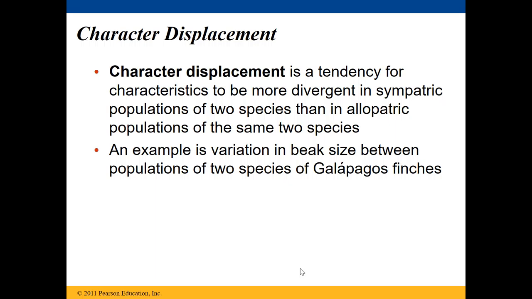So this is where closely related species share the fundamental niche. Yeah, well, so they partition it. They break it up. So let's give you a specific example, okay?